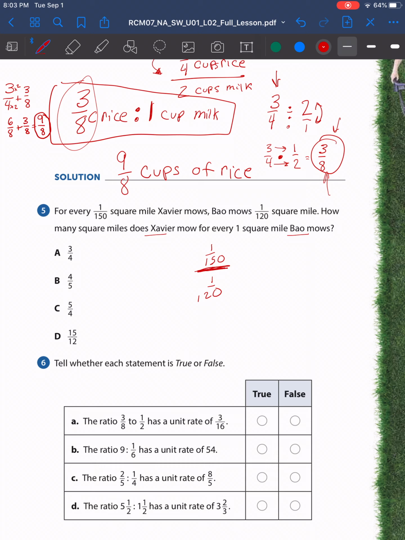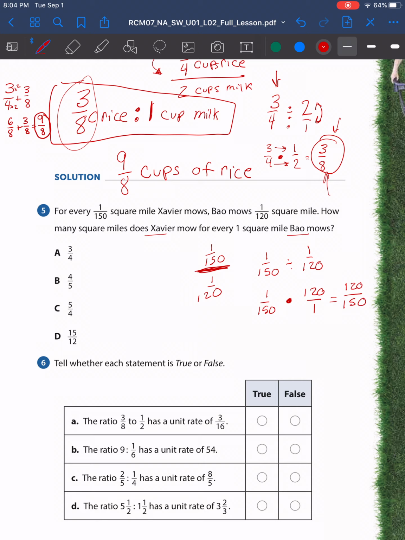Now, how do I divide fractions? I write them horizontally. Then I do the skip, the flip, and the multiply. I skip it, I flip it, and I multiply. Okay? So, this is just going to be 120 over 150.